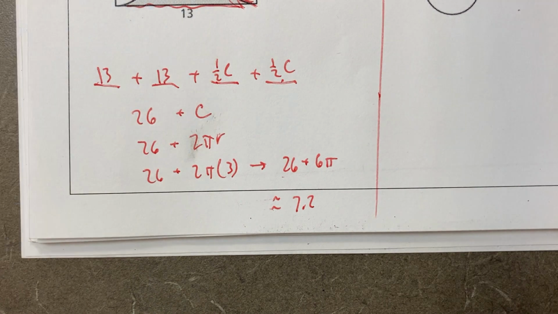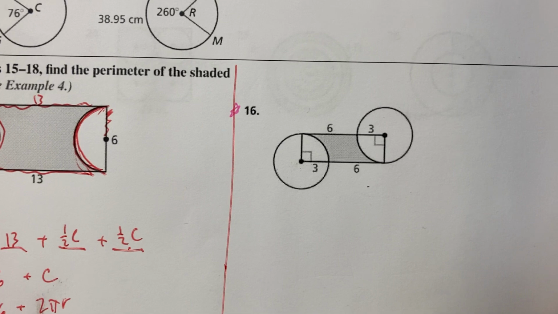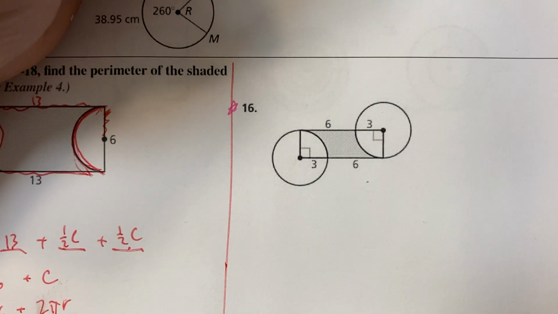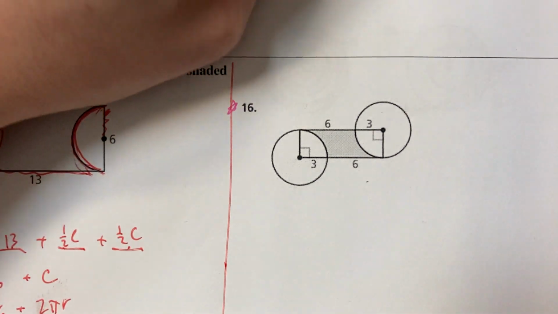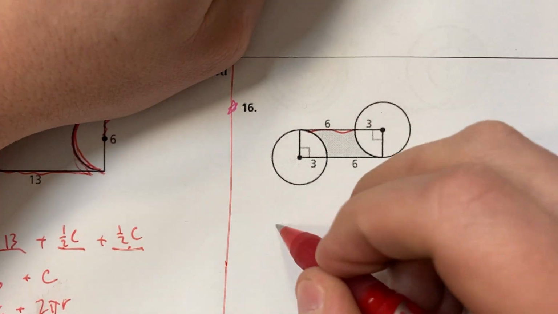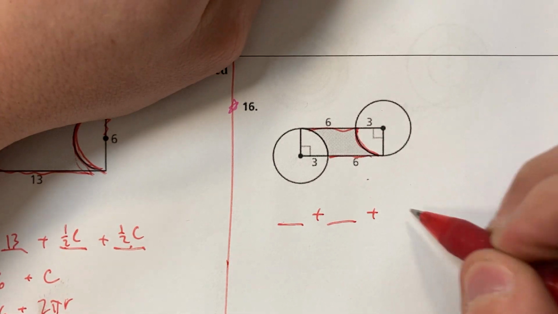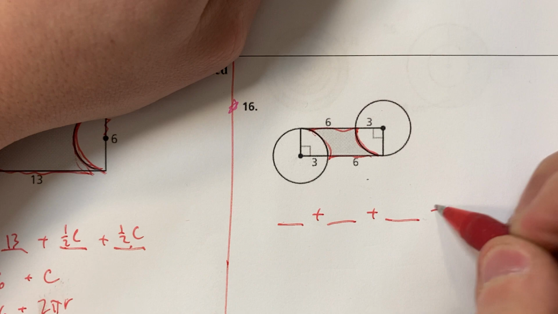Okay. Now let's do this problem. All right, now what we can do here is pause the video and try this one on your own. So pause the video. Here we go. We got four things. We got this piece, this piece, this piece, and this piece.